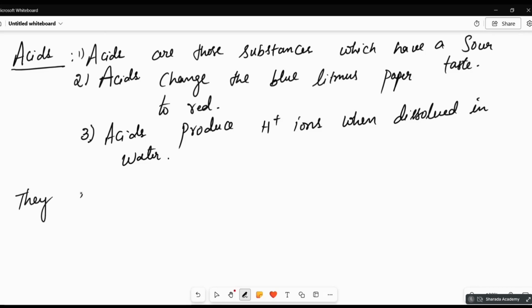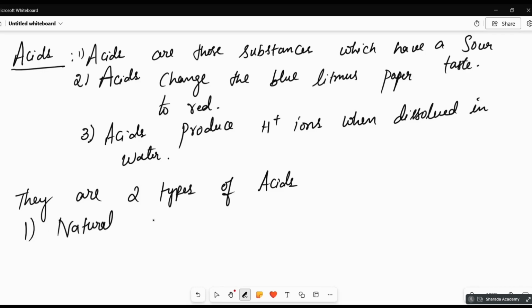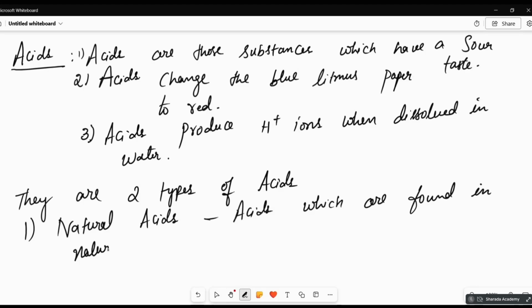There are two types of acids. First one is the natural acids. Acids which are found in natural components or compounds. Natural compounds.